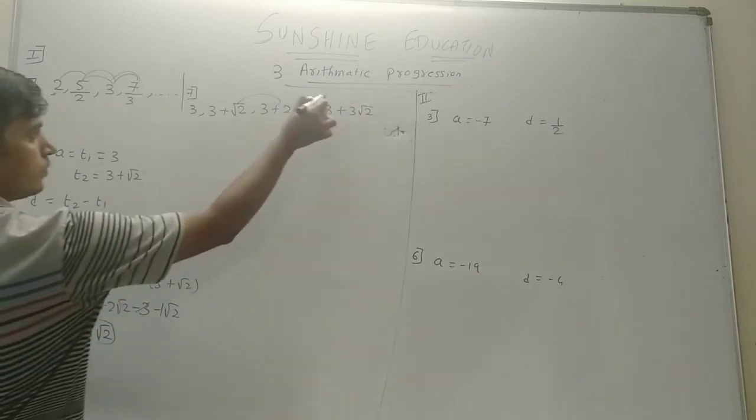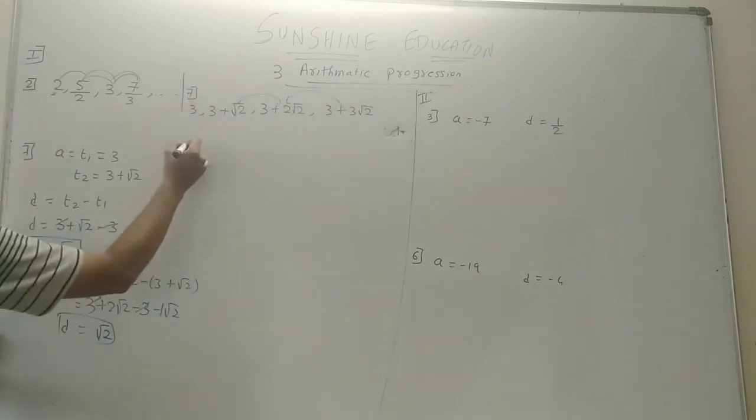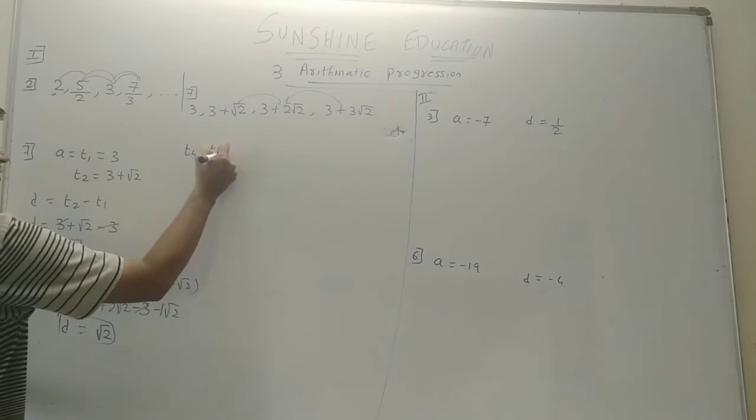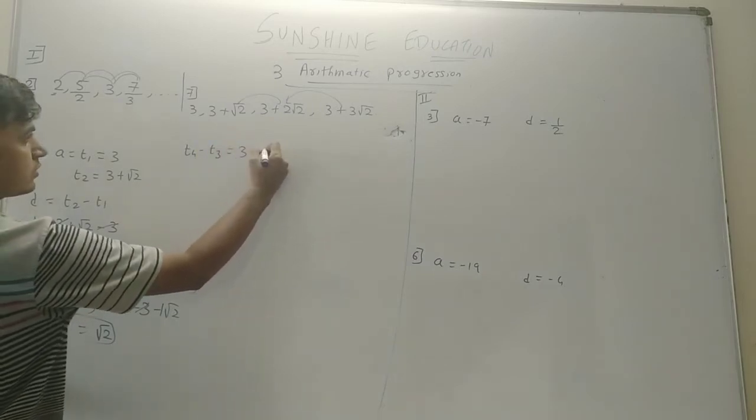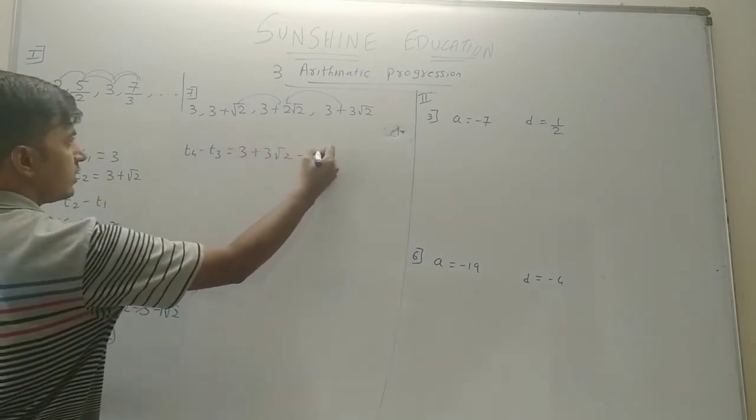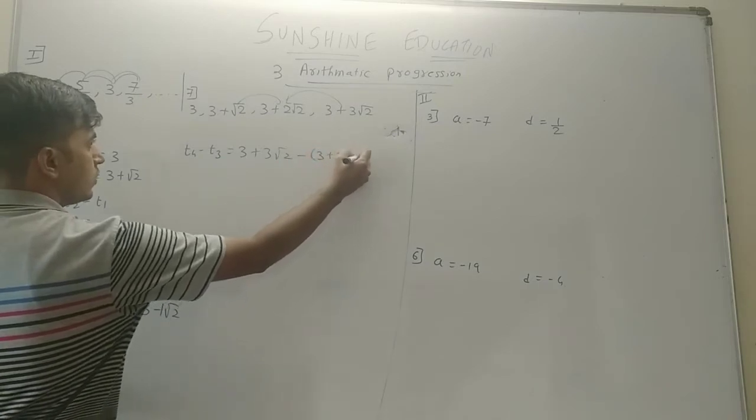Now T4 minus T3. T4 minus T3, that is 3 plus 3 root 2 minus 3 plus 2 root 2.